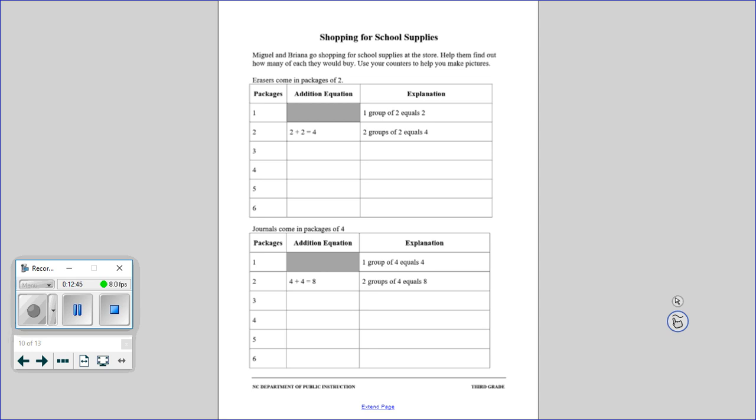Say, Miguel and Brianna go shopping for school supplies at the store. Help them figure out how many of each they would like to buy. Use your counters to help make pictures. So go ahead and get out the counters and the counters only of your math kit.